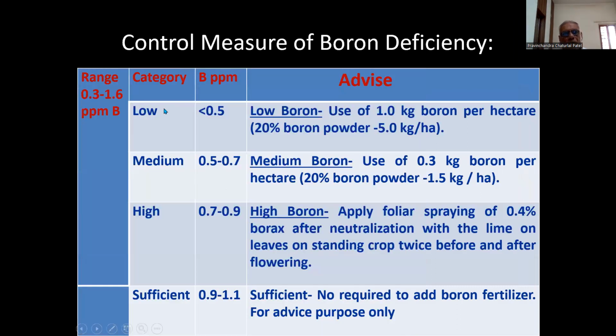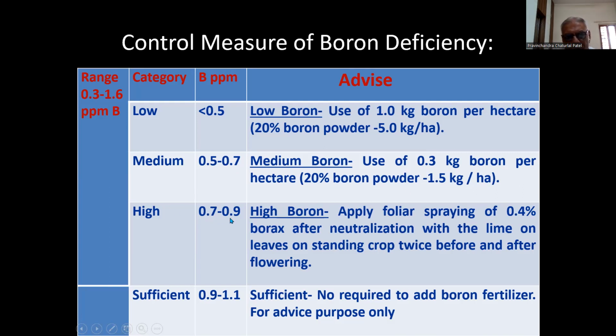So control measure of boron deficiency. When we carry out the soil analysis and the boron content is less than 0.5 ppm, then we should apply 1 kg boron per hectare, that is 20% boron powder, 5 kg per hectare. Then medium, 0.5 to 0.7, then we should use 0.3 kg boron per hectare, 20% boron powder, 1.5 kg per hectare as soil application.